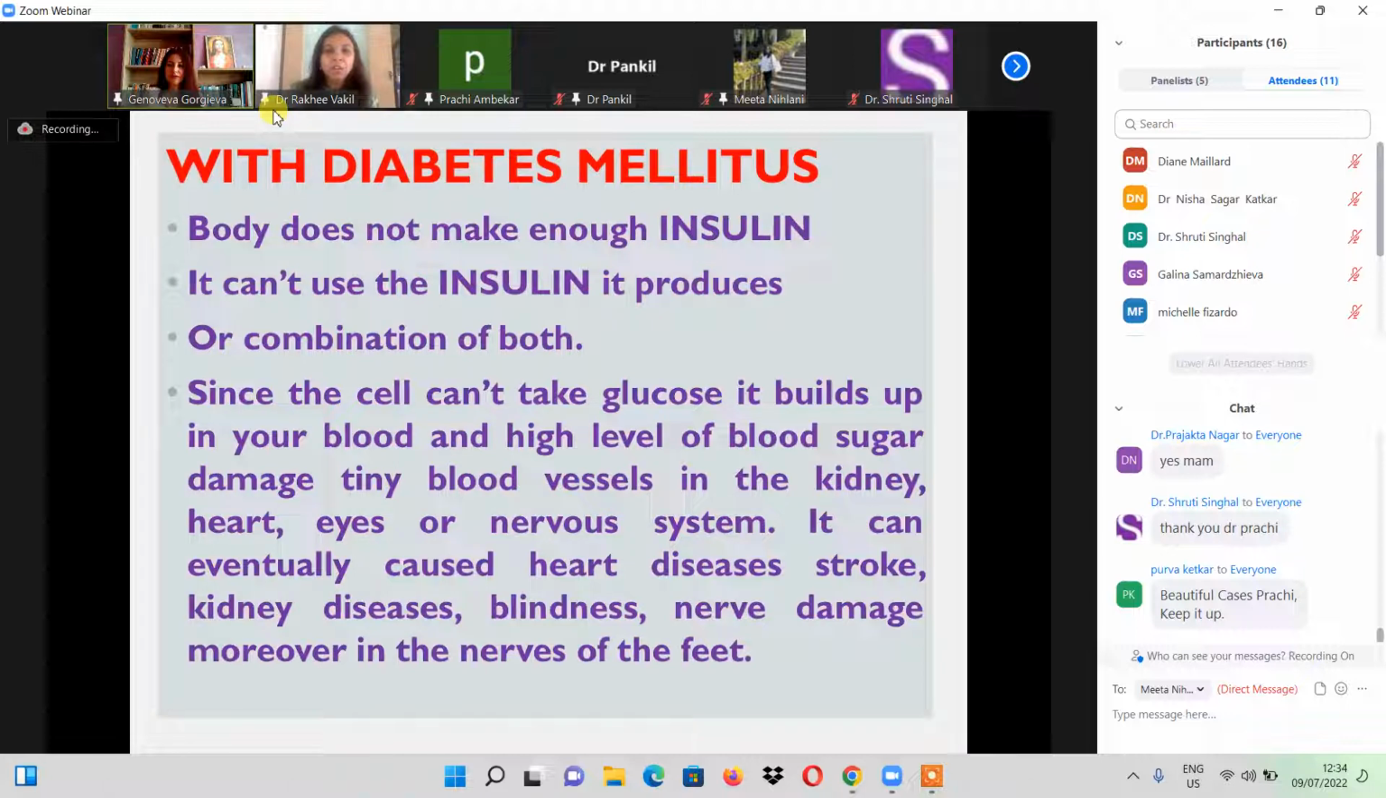In diabetes, the body does not make enough insulin, or cannot use the insulin it produces, or a combination of both. Since the cells can't take up glucose, it builds up in your blood, and a high level of blood sugar damages tiny vessels in the kidney, heart, eyes, or nervous system. It can eventually cause heart disease, stroke, kidney disease, blindness, and nerve damage, moreover in the nerves of the feet.